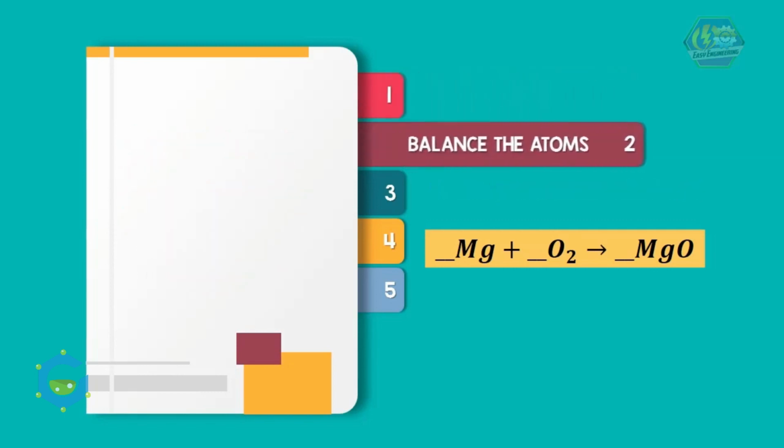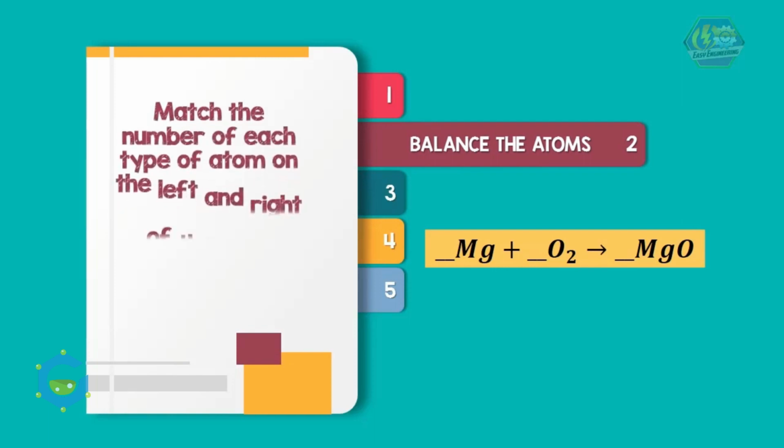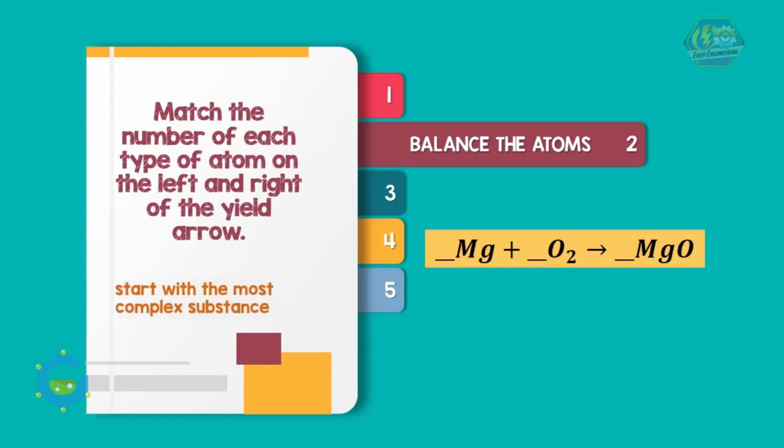Number 2. Balancing the atoms. Match the number of each type of atom on the left and right of the yield arrow. In each blank, we are placing a balancing stoichiometric coefficient. Balancing is easiest when we start with the most complex substance, or one with the largest number of different types of atoms. In this case, MgO is the most complex, so we place a coefficient 1 in that blank.